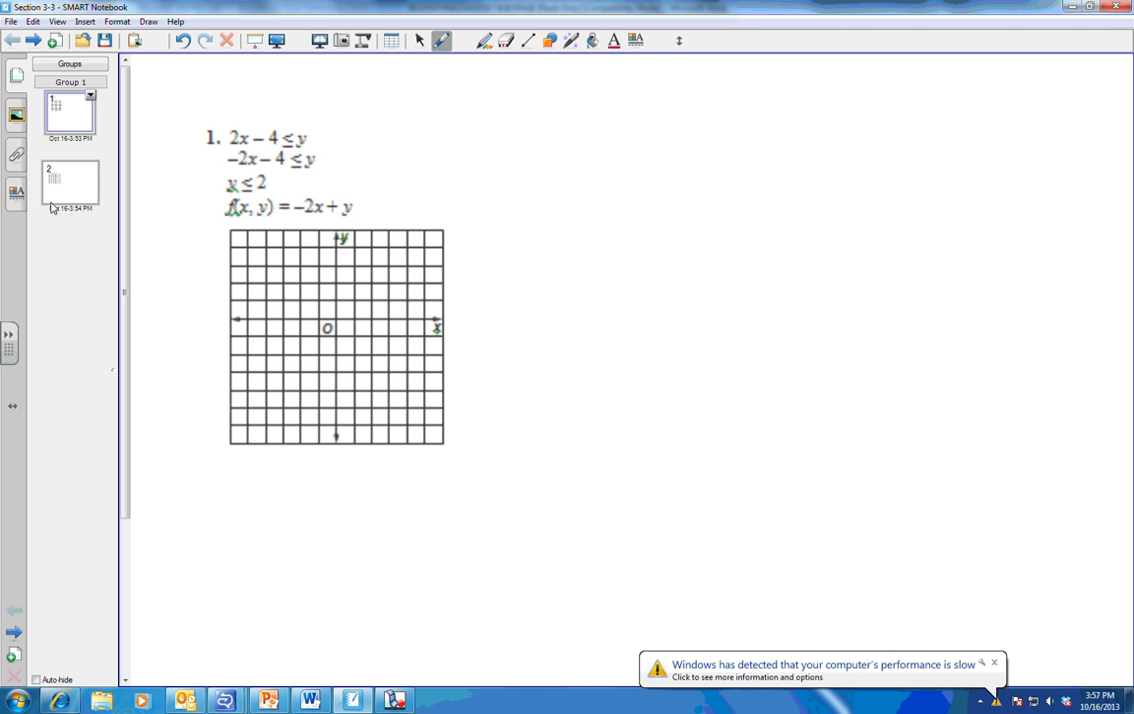So the first thing we're going to do is solve for y on each of these inequalities. The good thing is this first one is already solved, even though it's backwards. So I'm going to rewrite this. I'm going to write y is greater than or equal to 2x minus 4. So you see I rewrote this one and just put my y on the left-hand side.